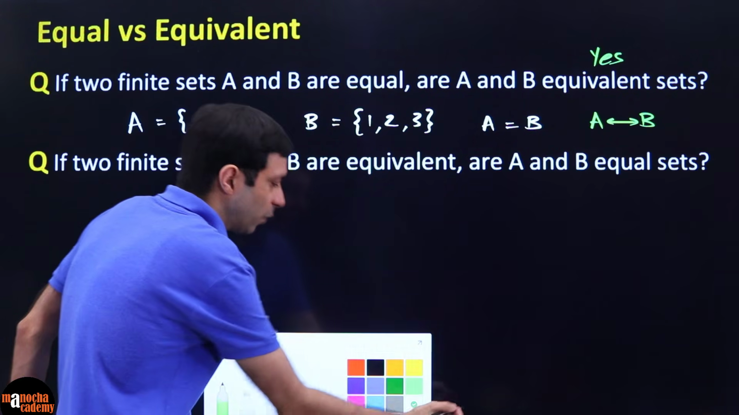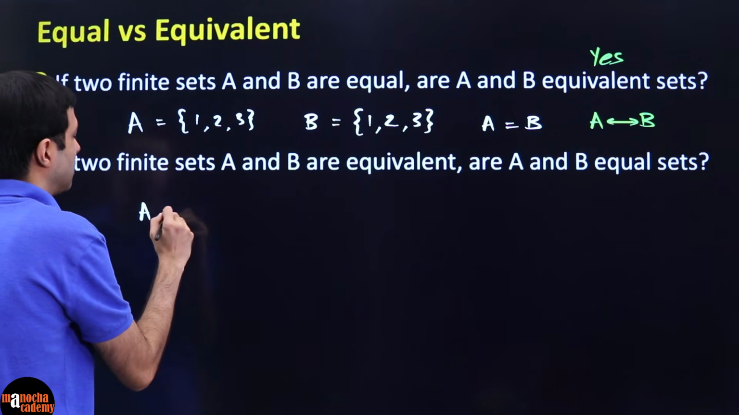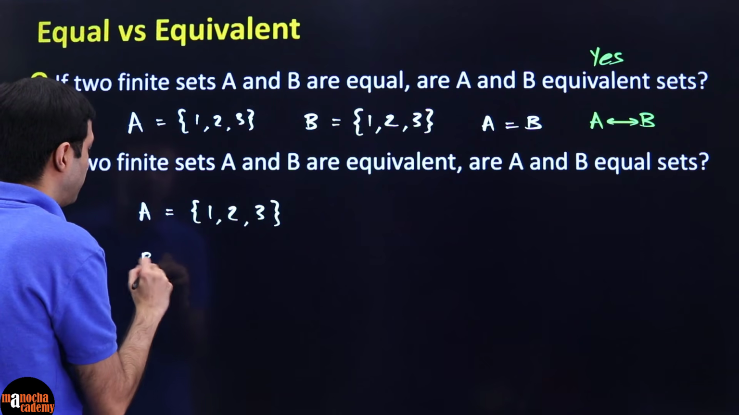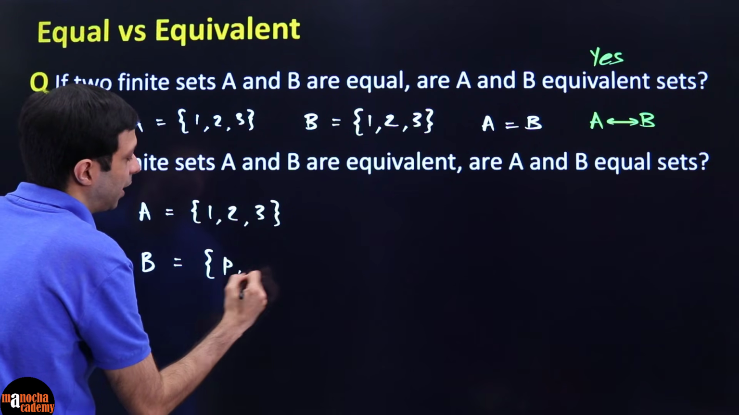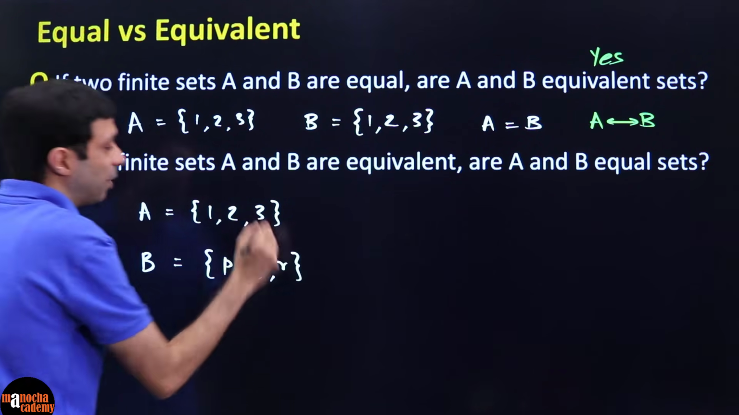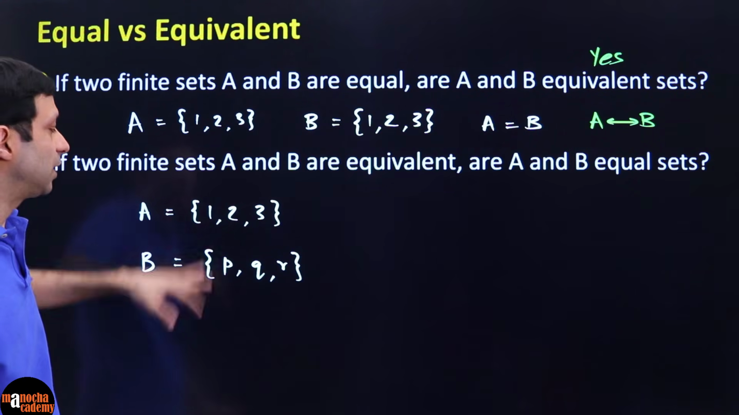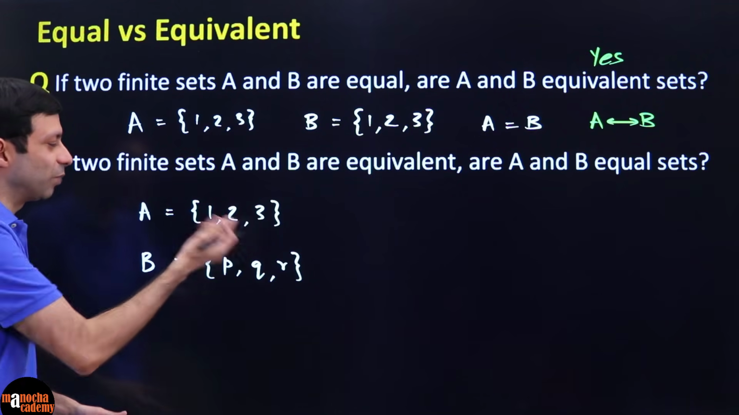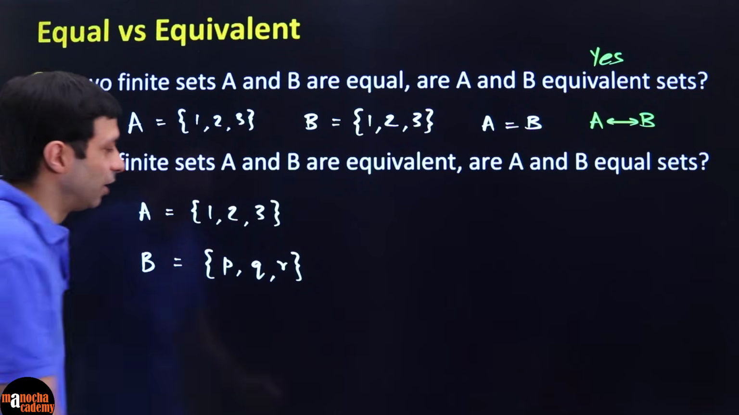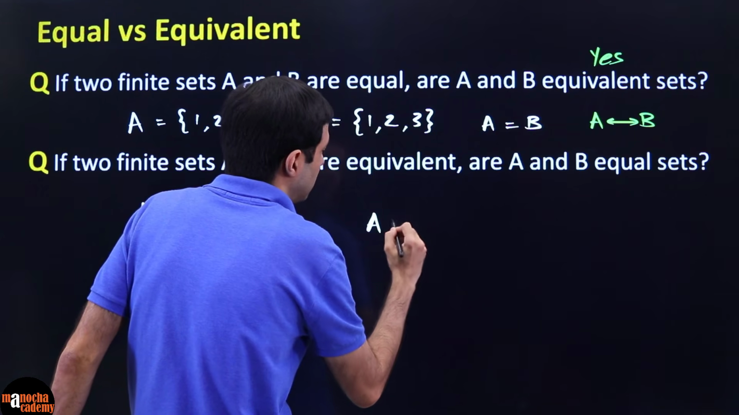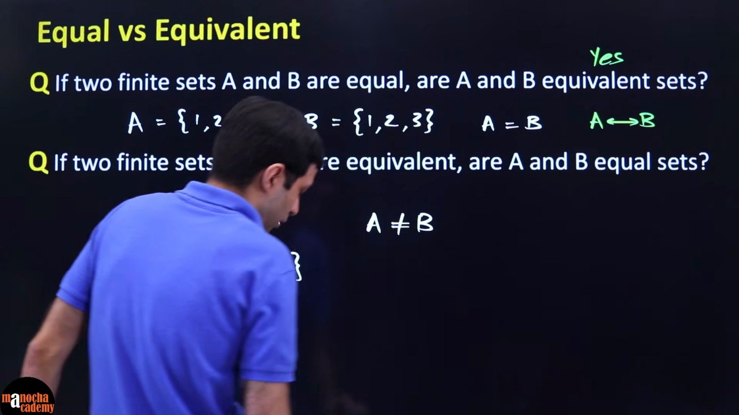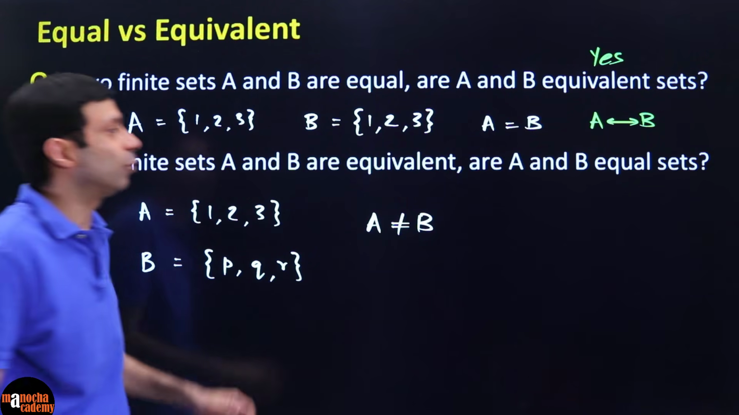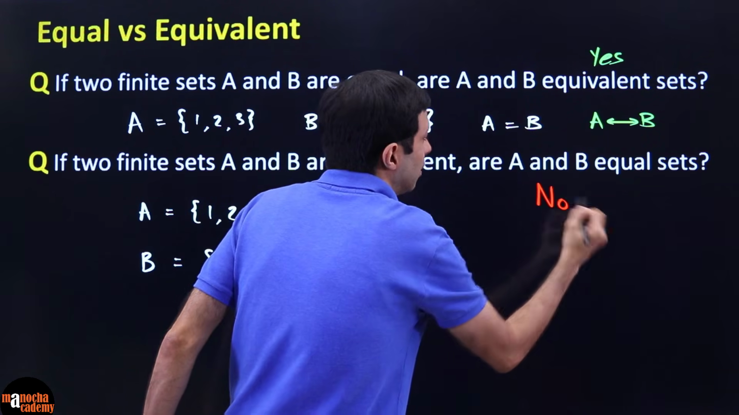If we consider two equivalent sets, let's say A has 1, 2, 3 in it, and set B has, let's say, the letters P, Q, R. I have to take the same number of elements because they are equivalent. So both sets have 3 elements. But obviously these two sets are not equal, right? One is 1, 2, 3 and the other one is P, Q, R. So clearly we can see here A is not equal to B. So it is not necessary that if you have equivalent sets, they have to be equal. So the answer is no.